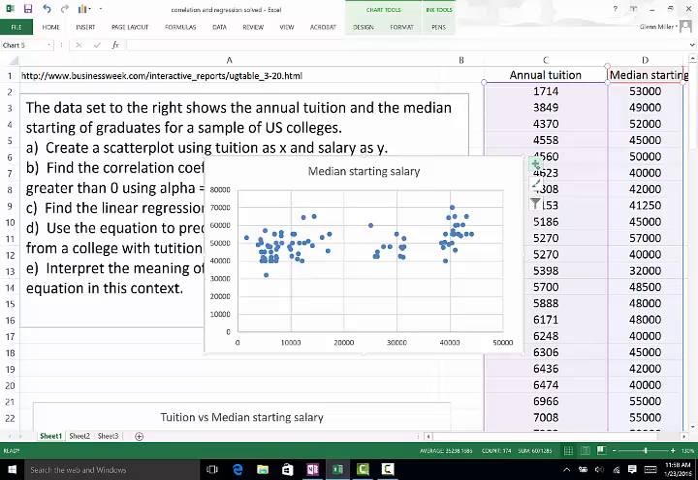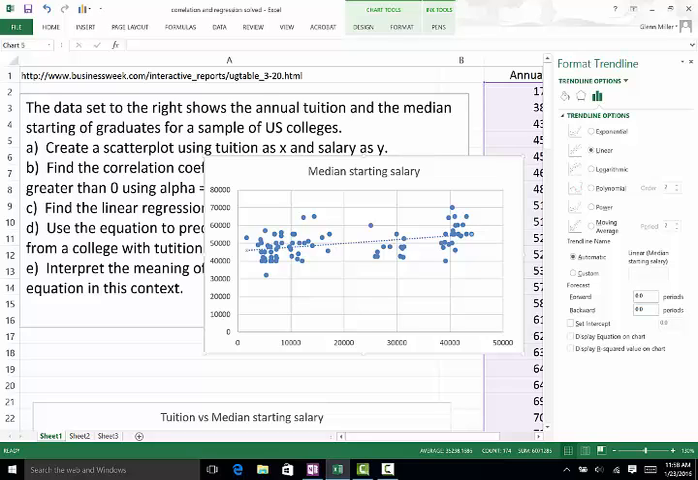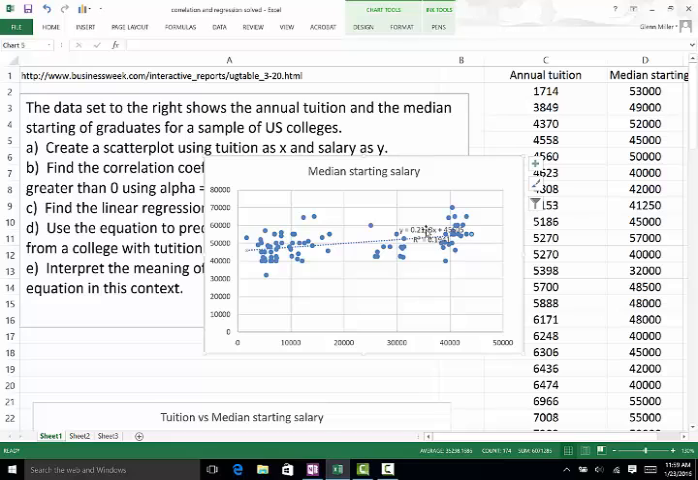Excel has a nice feature here. If you add the trend line, that's going to be the regression line. You can also display, under more options here, the equation and what's called R squared on the chart. So here we have R squared equals 0.1941.